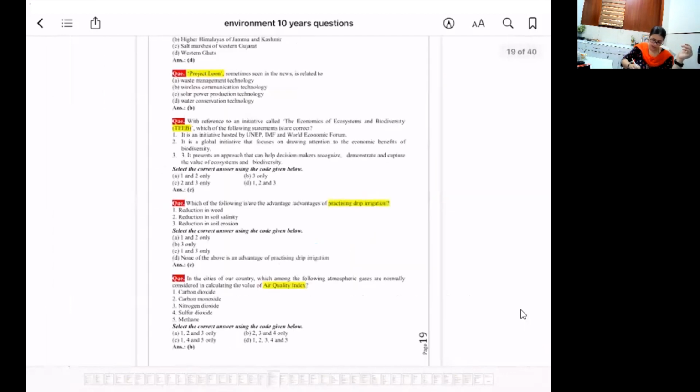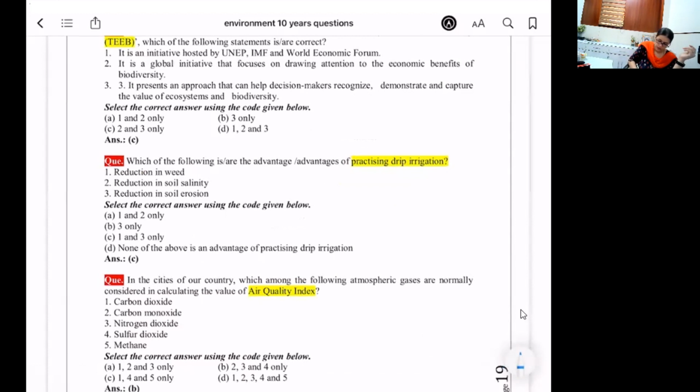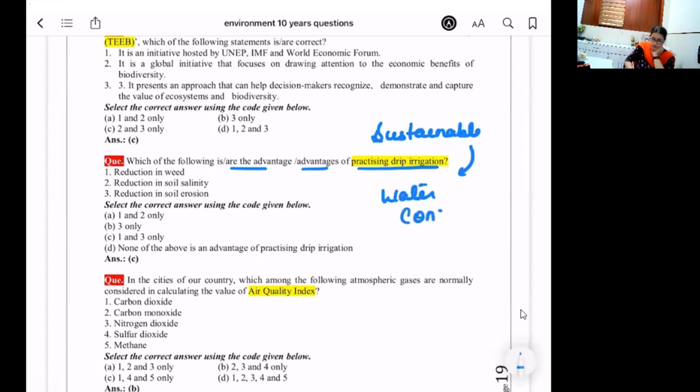I randomly go to the next page and just try to pick up any of the questions that is there. See this: what are the advantages of practicing drip irrigation? Now you'll say, no, this question is coming from economics rather than environment. But drip irrigation is a very significant example of sustainable agriculture. And when I talk about sustainable agriculture with water conservation, is it not part and parcel of environmental sustainability? It is.